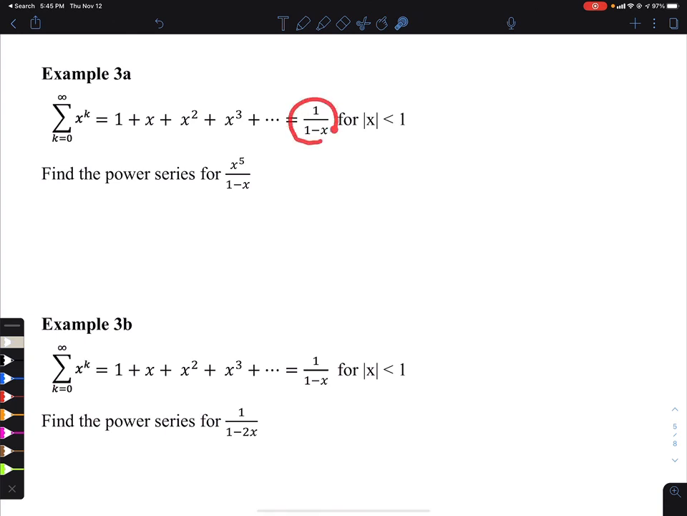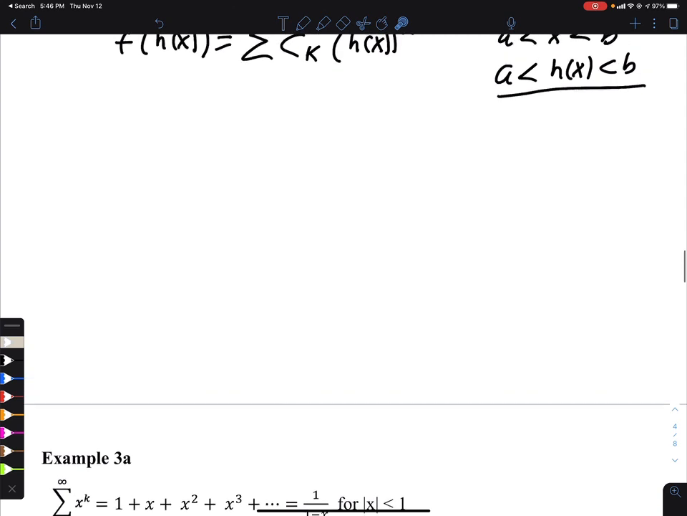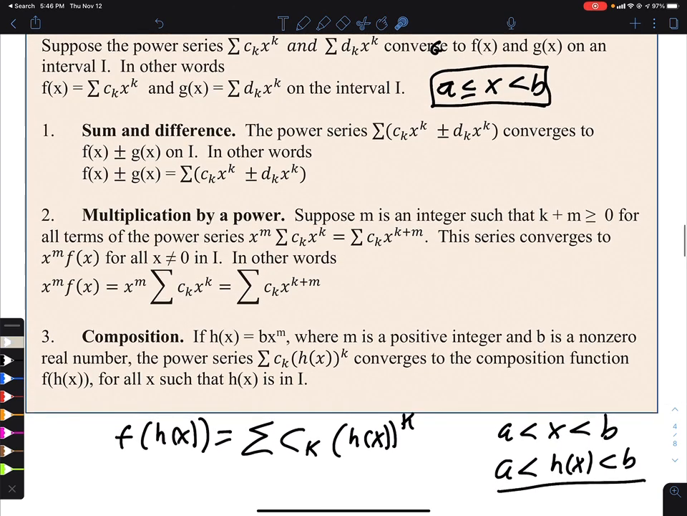We know this is the sum of a geometric series as long as the absolute value of x is less than 1. And if we want the power series for this, we know it's this, the geometric series with a sub 1 of 1. The first term is 1. How do we get x to the fifth over 1 minus x? What will the power series for that look like? Well, let's look at these rules 1, 2, and 3. What are we trying to accomplish? We want to take our original function and multiply by x to a power.